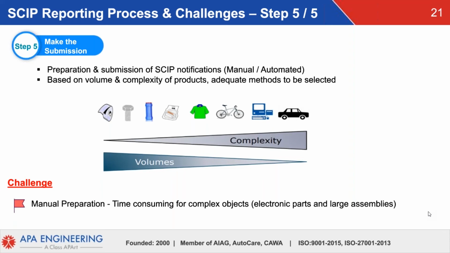Normally, as shown in the picture, the lower the complexity, the higher the volume of SCIP submissions. For example, a simple bolt can be higher in volume but lower in complexity with respect to SCIP. Similarly, the higher the complexity, maybe the lower the SCIP dossier volume. An example: cars, computers, etc. If the company has a higher volume of less complex articles or highly complex articles, it is recommended to go for a system-to-system method, which saves huge time. It can go for hours together.